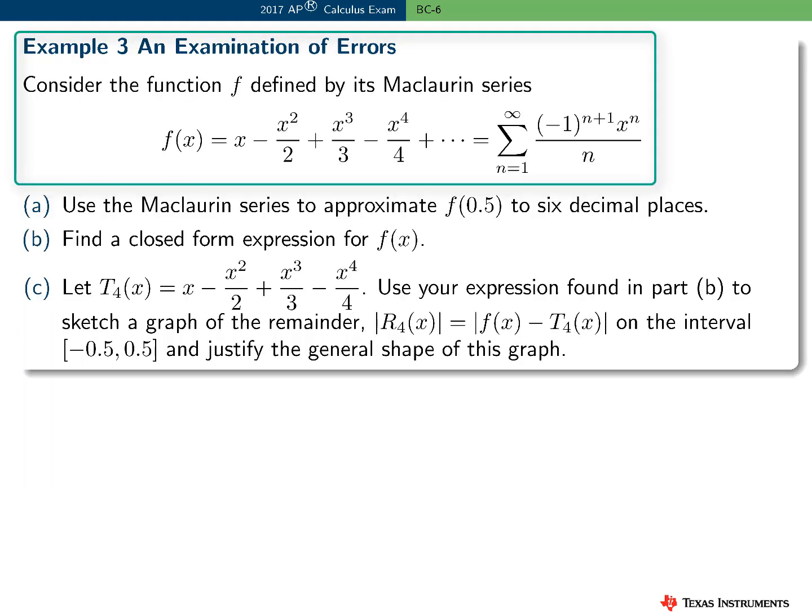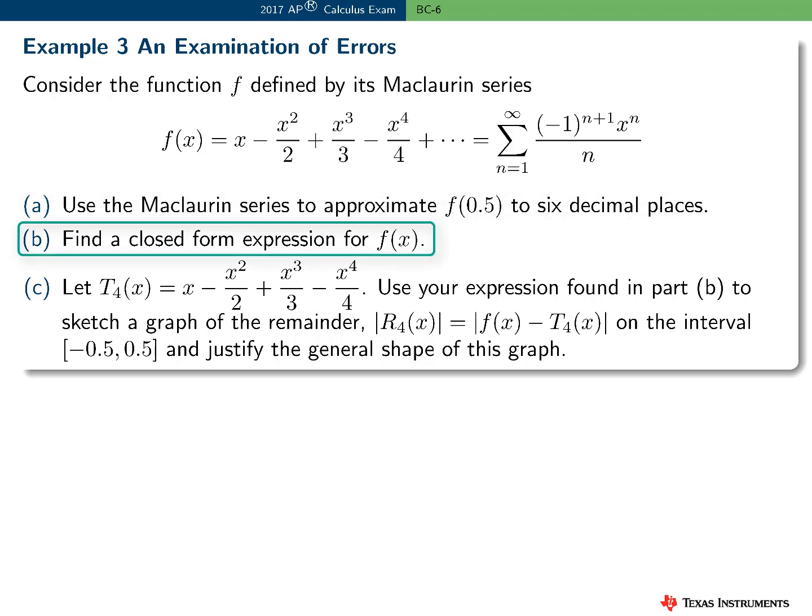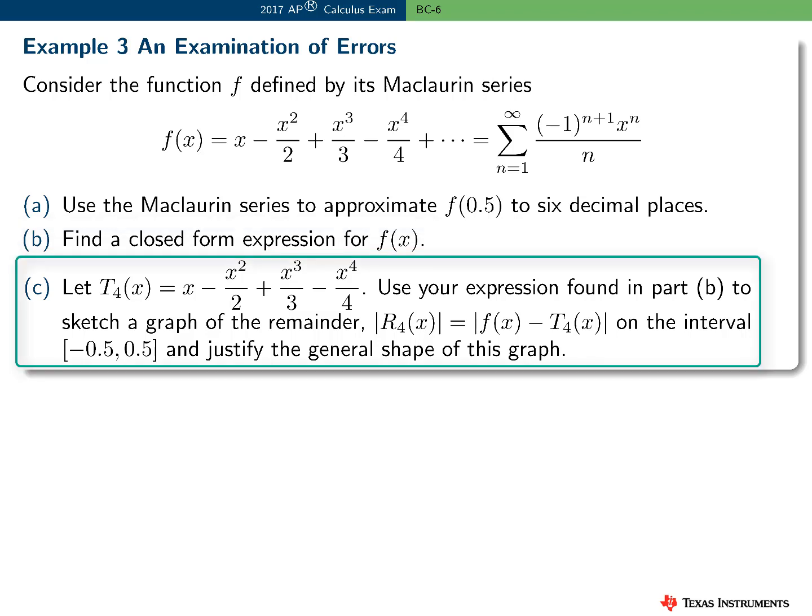Here's one more problem extension. Consider the function f defined by its Maclaurin series. First, use this Maclaurin series to approximate f of 0.5 to 6 decimal places. Find a closed form expression for f of x. And use technology to sketch a graph of this remainder on the interval minus 0.5 to plus 0.5. I think this graph is another way to visualize a Taylor polynomial. So justify the general shape of this graph.